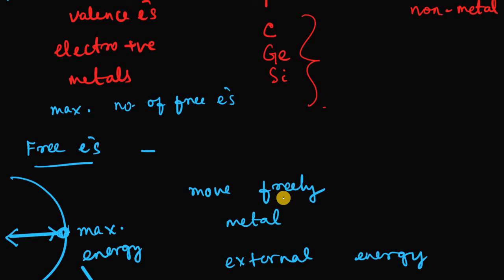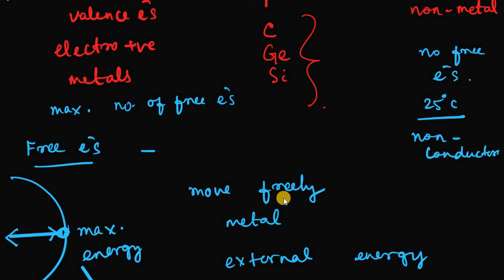Similarly, an insulator is a substance which has practically no free electrons, and they are bound to the nucleus at ordinary temperature, which is 25 degrees Celsius. That's why it is a non-conductor, because it has no free electrons, right? And it does not conduct even under the influence of a potential difference.